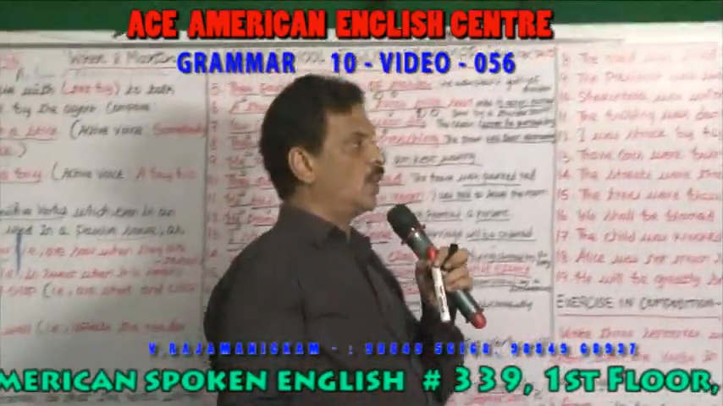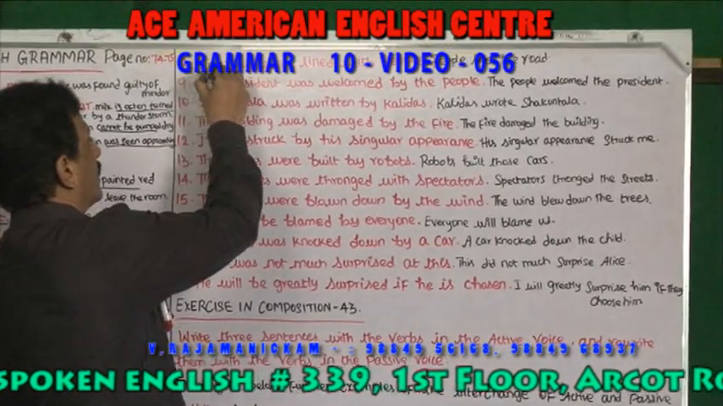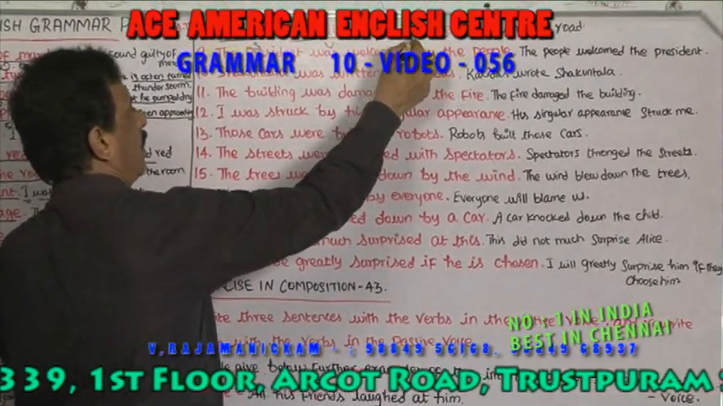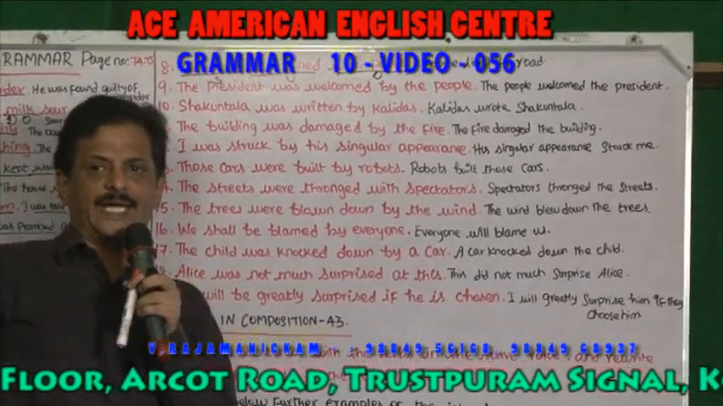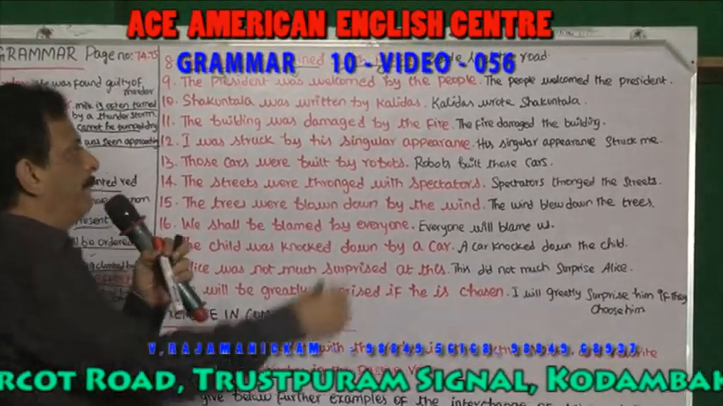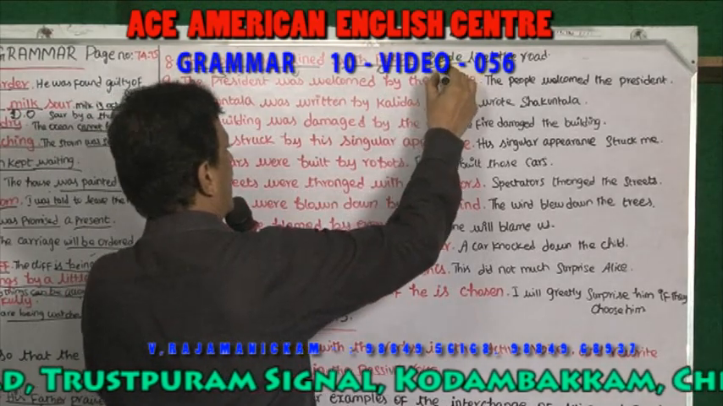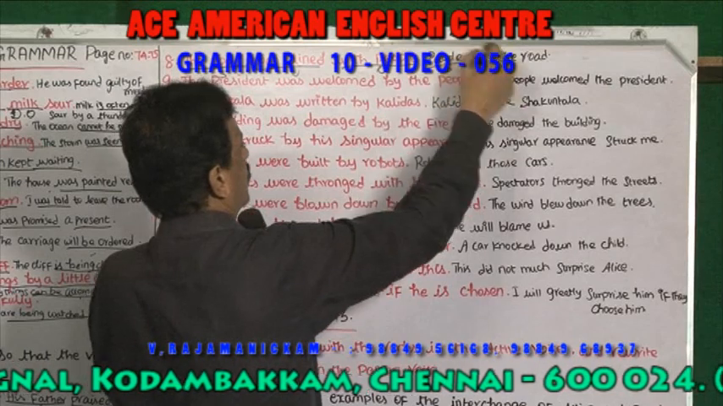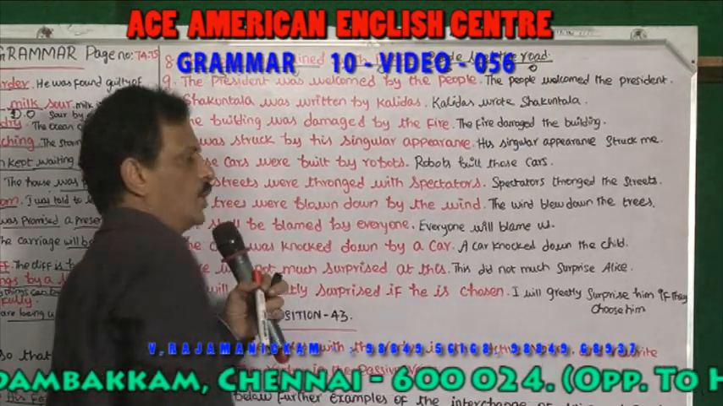So, the road was lined with people. The road is the subject. Was lined is the verb. People is the object here in passive voice. So in active voice, people should come forward. People is the subject. Was lined changes into lined as the verb. The road becomes the object here in active voice.